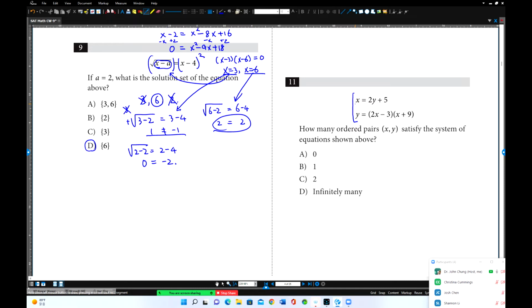How can you find this one? Maybe you can try, or you can solve this one algebraically. Okay, I'm going to try to solve algebraically. So you can figure out which one is the best way.